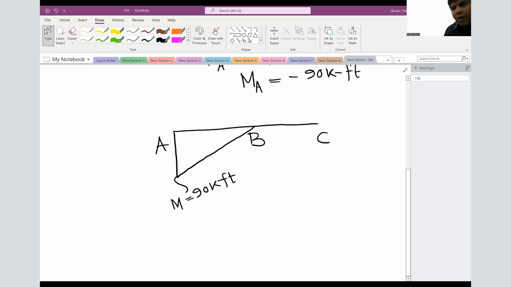But our aim is to convert to M over EI. So let's make it M over EI: 90 over EI kip feet. Correct? And that will be your loading W in the conjugate beam. It is negative, so the loading diagram will be downward. As we talked about, if the bending moment is positive, the loading diagram will be upward. Distances remain the same, 6 feet and 6 feet.